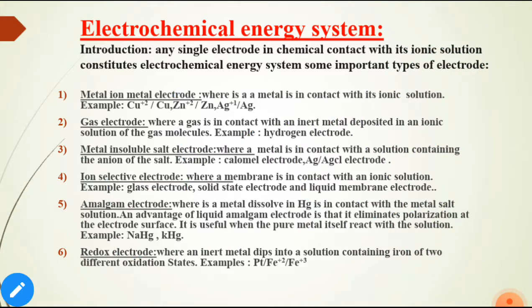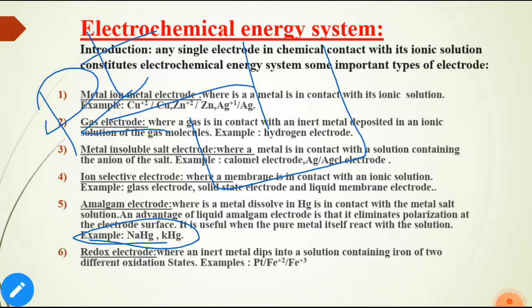See here, in the amalgam electrode, the metal is dissolved in the mercury and is in contact with the metallic salt solution. Here we have taken examples: sodium mercury and also potassium mercury. Next, last, the redox electrode, where an inert metal dips into a solution containing ions. You have to take the inert metal, and here the inert metal is platinum.